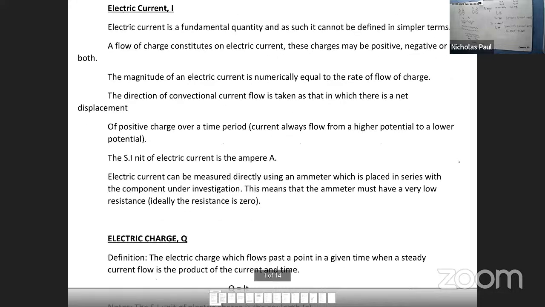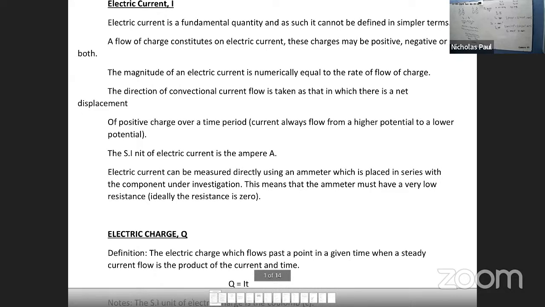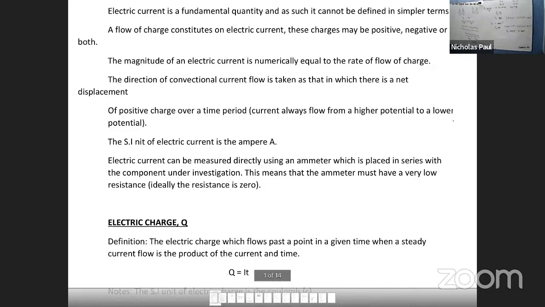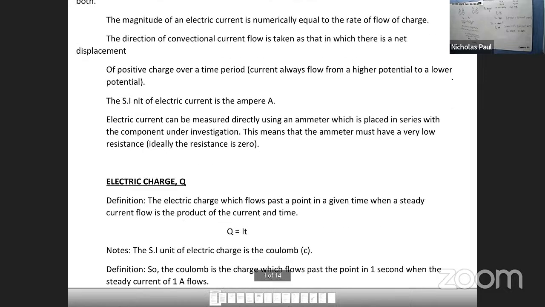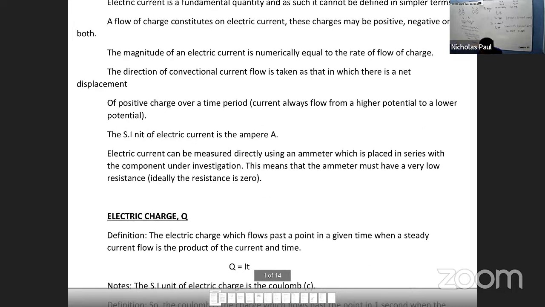It's the flow of what? It's basically the flow of electrons, right? These charges will be positive and negative and so on. The magnitude of current is numerically equal to the rate of flow of charge. So that leads us into our first definition: I is equal to Q over T, and the SI unit is amperes.